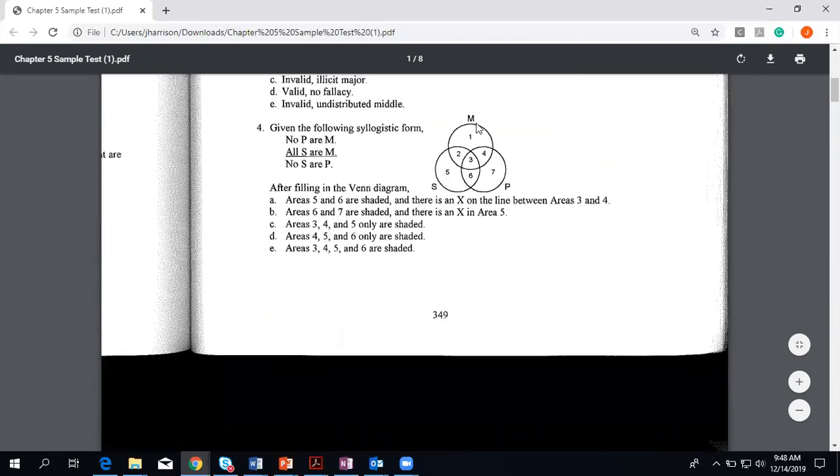All right, no P are M. Major premise, no P are M. So we shade, we create emptiness when we shade. We would shade 3 and 4, indicating that there's no way an M could be a P, because that's where all the M's are P's. So with 3 and 4 shaded, for all S are M, we would need to shade regions 5 and 6. And so 3, 4, 5, and 6 are all shaded. E is the correct answer there.